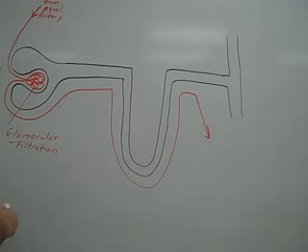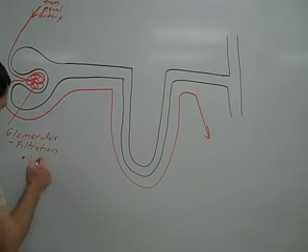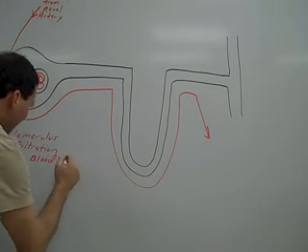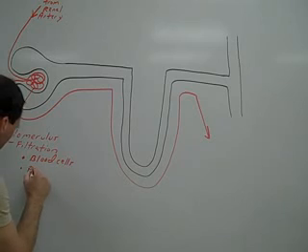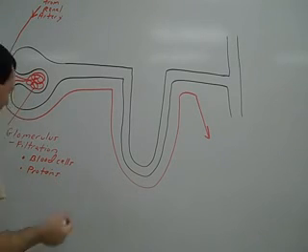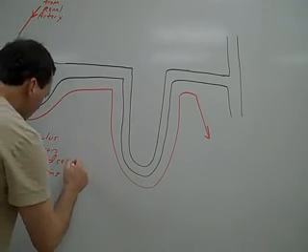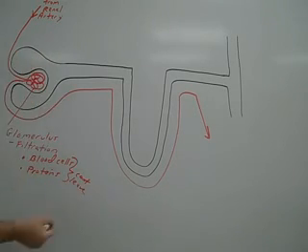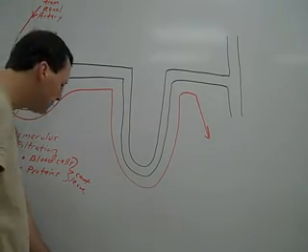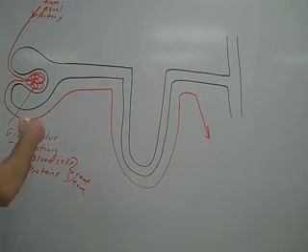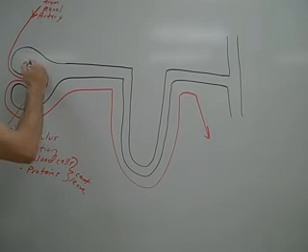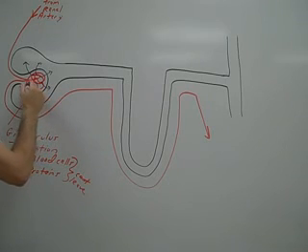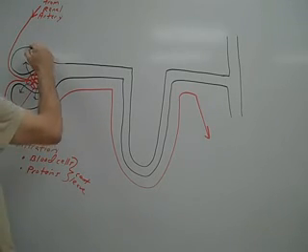So what can't leave? These things can't leave. Blood cells, all right? Can't leave. And proteins can't leave. So let's just write that down. These things can't leave. Everything else pretty much can leave. Now, when it leaves, these things go into this hollow tubule right here called Bowman's capsule.